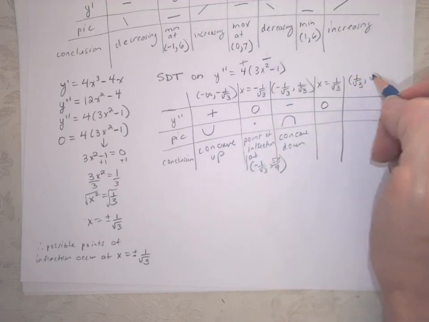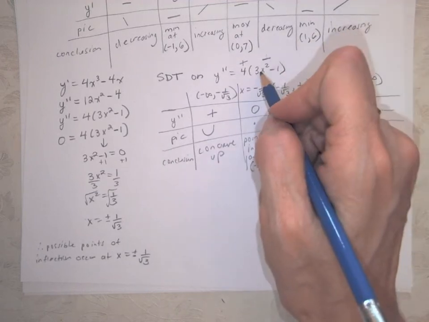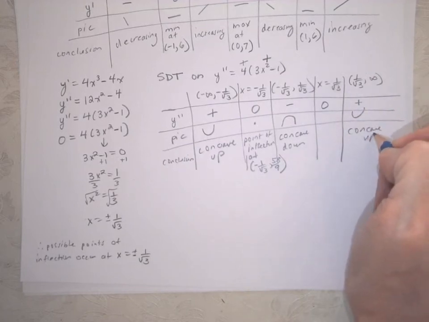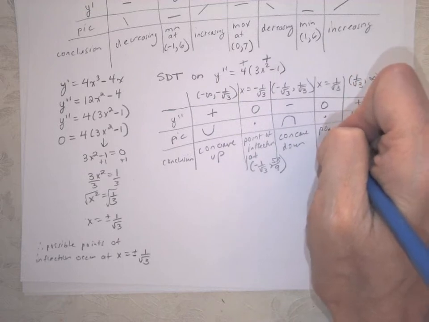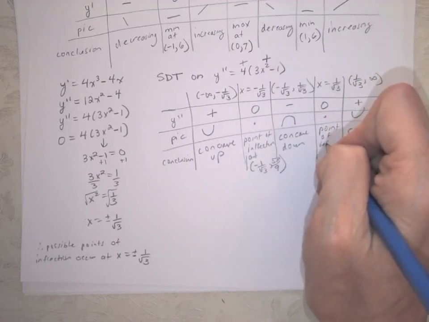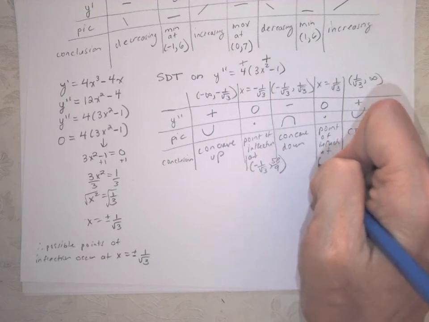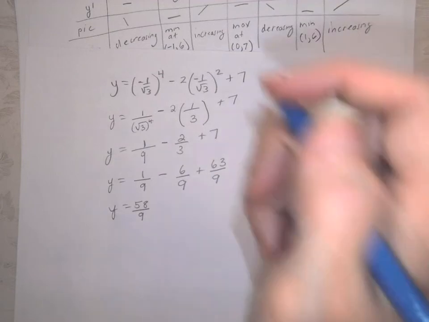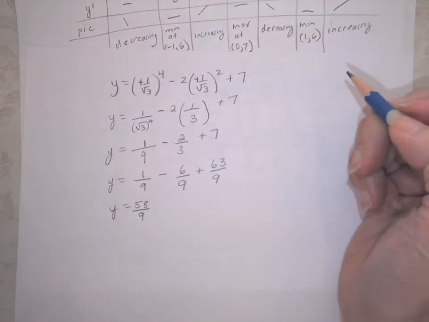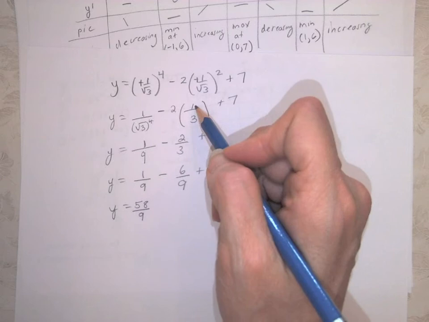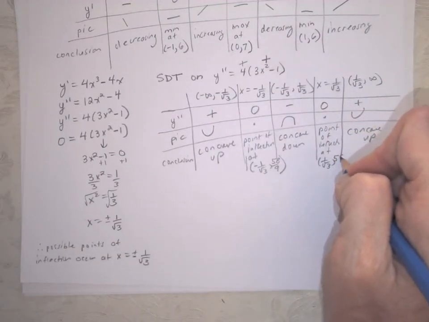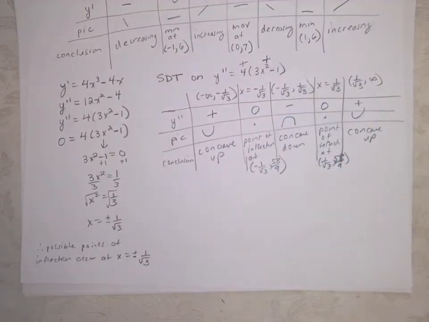0 here, a number like 2 is going to make this positive, so we're going to be concave up. And we're going to have another point of inflection at +1 over root 3. Now you can see what would happen if I just changed this to +1 over root 3 in all of these cases. I'm still going to get a +1 here and a +1 here. Nothing else is going to change, so I'm still going to get 58 over 9, which is nice for us. Okay, so we've done the first and second derivative test.